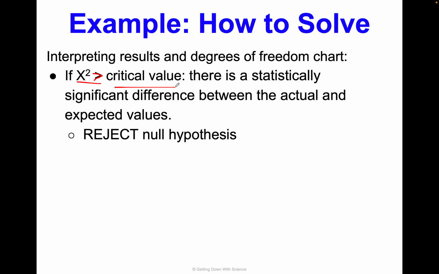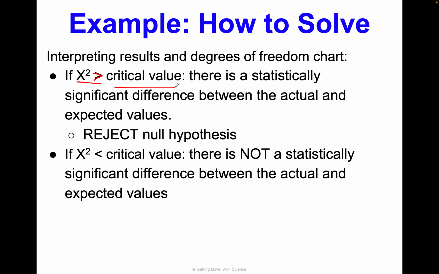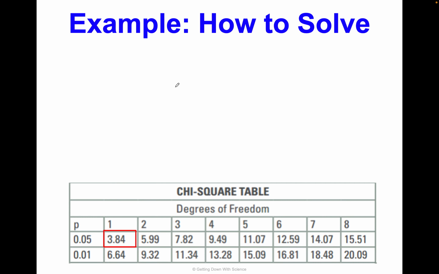Remember, in science, it's not right or wrong. It's accept or reject. We are rejecting the null hypothesis if your chi-square value is greater than your critical value. If it's less than, then there is not a statistically significant difference between what we actually see and what we expect to see. We accept the null hypothesis by saying that there's no difference between what we see and what we expect to see. This is what we want.